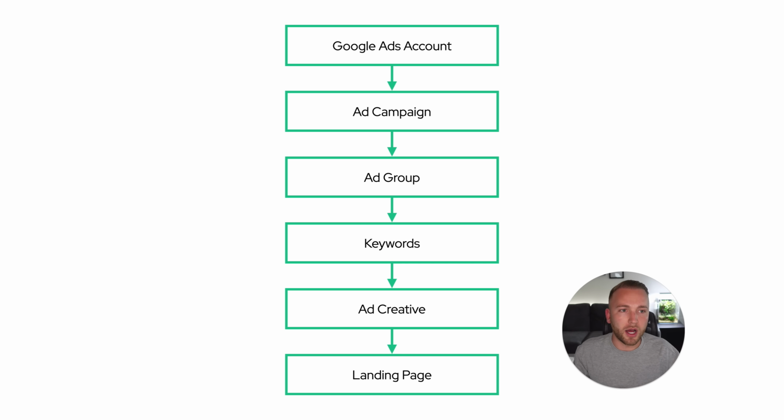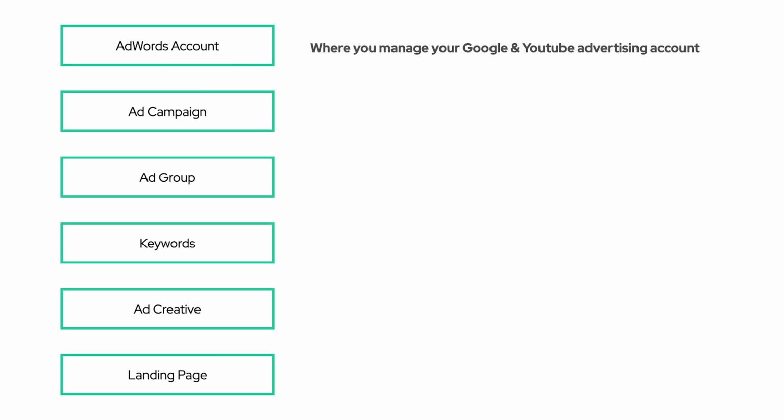How does it all work, right? So the first thing we have at the top is our Google Ads account, previously known as an AdWords account. So we need to create one of them first. We then, within that, have ad campaigns. We then have ad groups, keywords, ad creative, and finally our landing page where we're driving traffic through to. So let's break these down one by one.